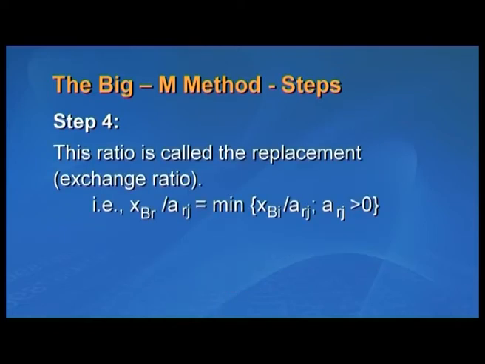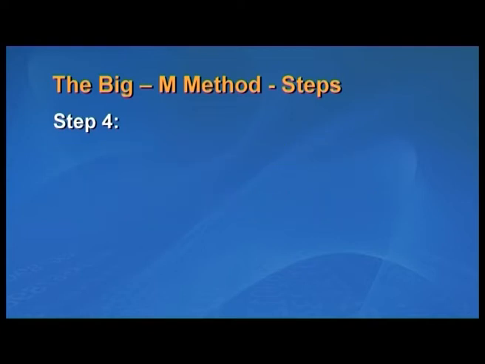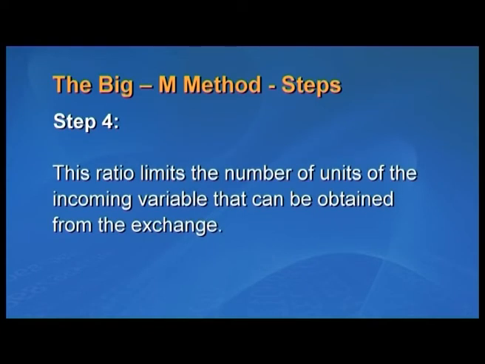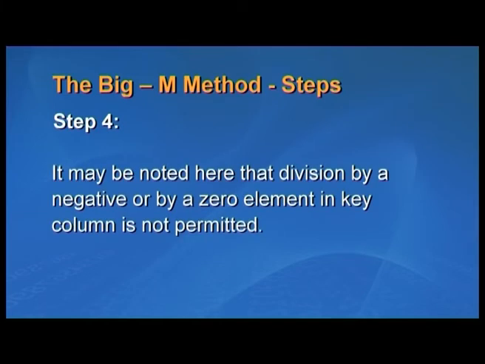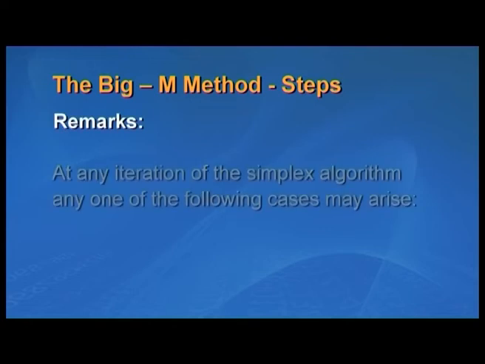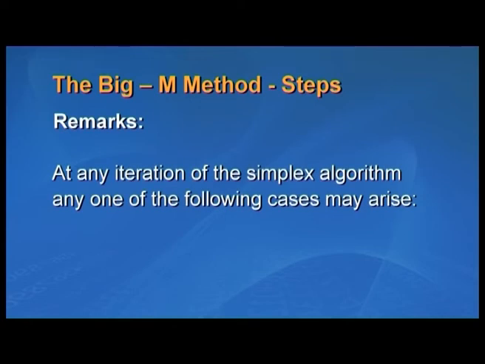This ratio is called the replacement or exchange ratio, that is XBr by arj equal to minimum of XBi by aij, where aij is greater than 0. This ratio limits the number of units of the incoming variable that can be obtained from the exchange. It may be noted here that division by a negative or by a 0 element in the key column is not permitted. Remarks: at any iteration of the simplex algorithm, any one of the following cases may arise.